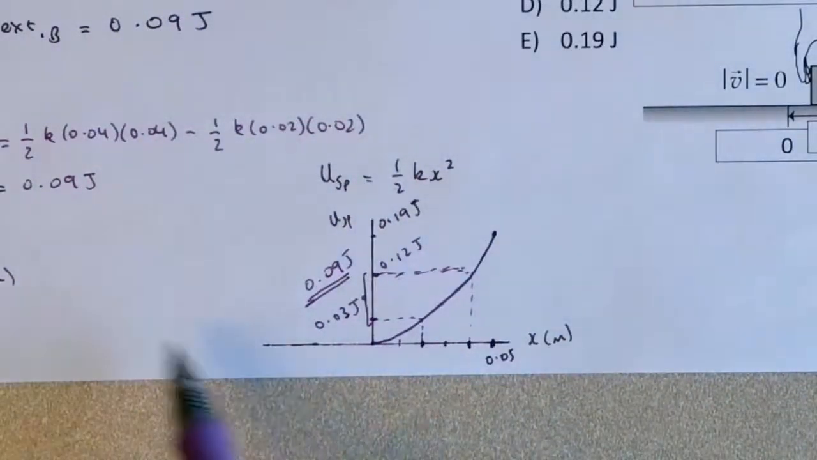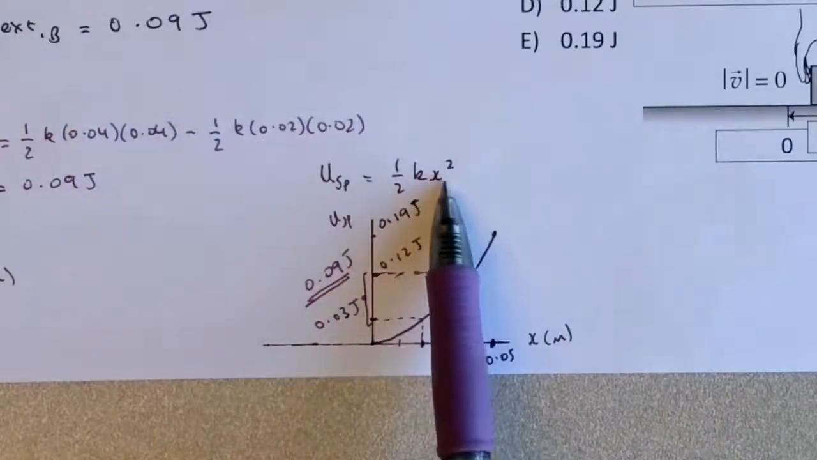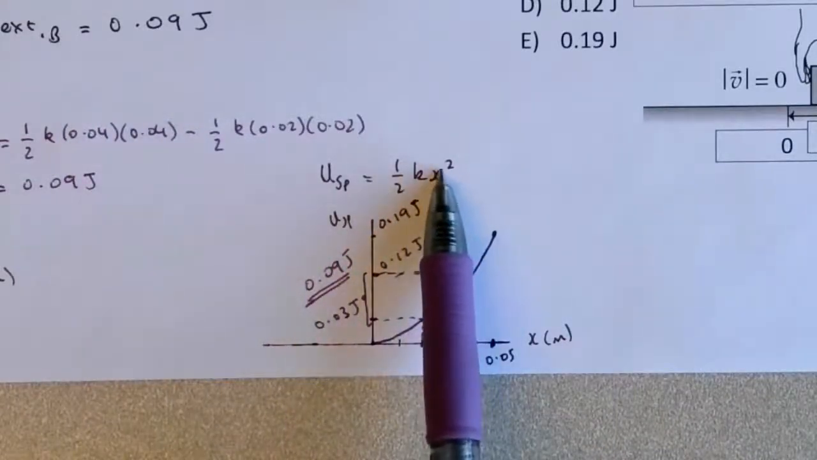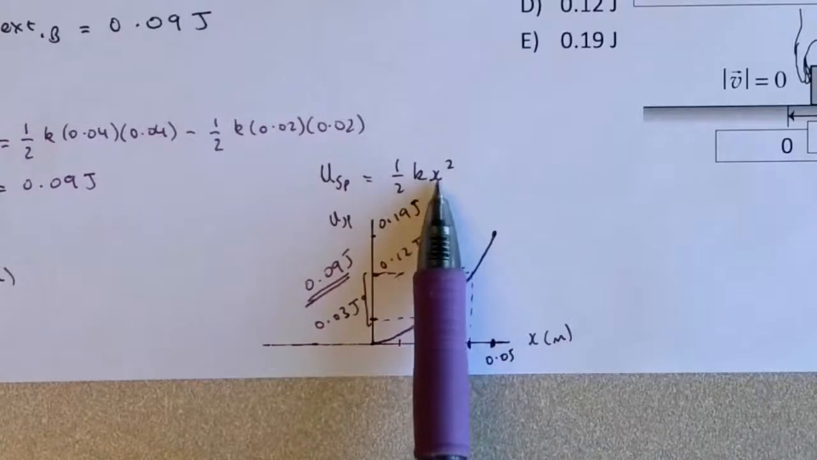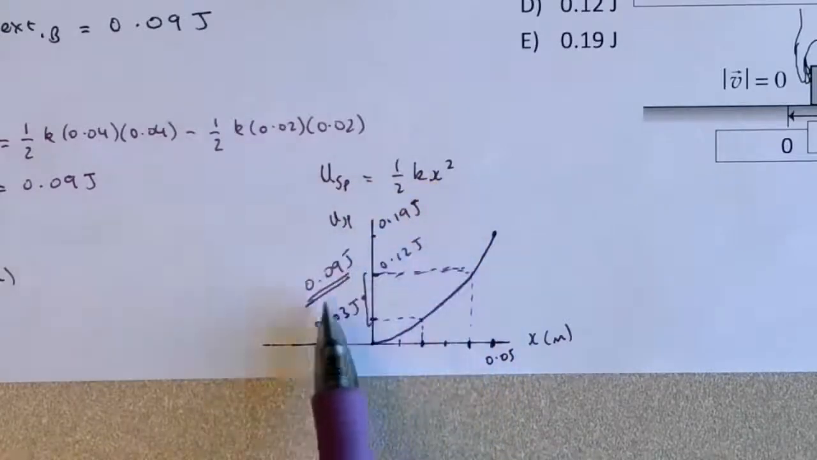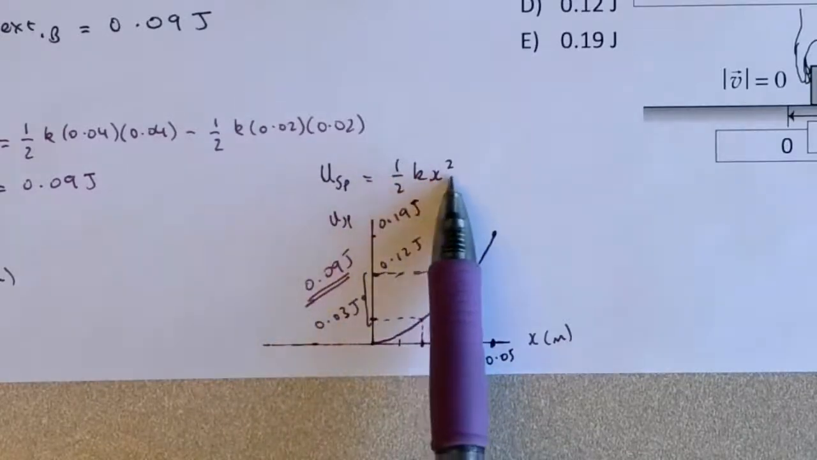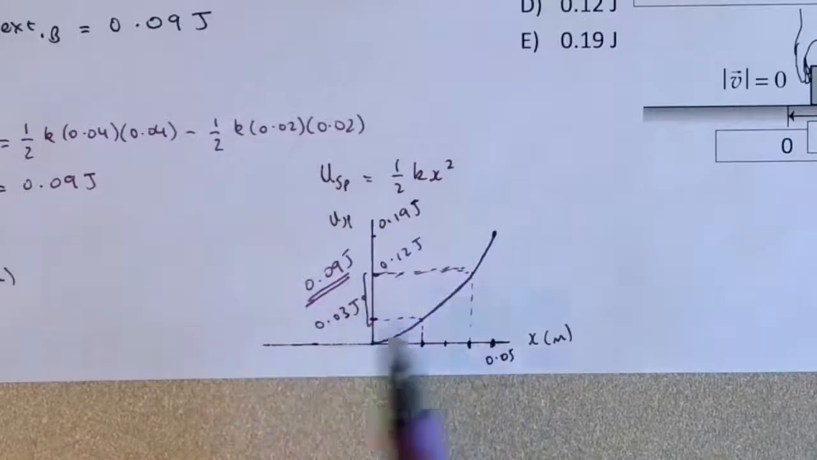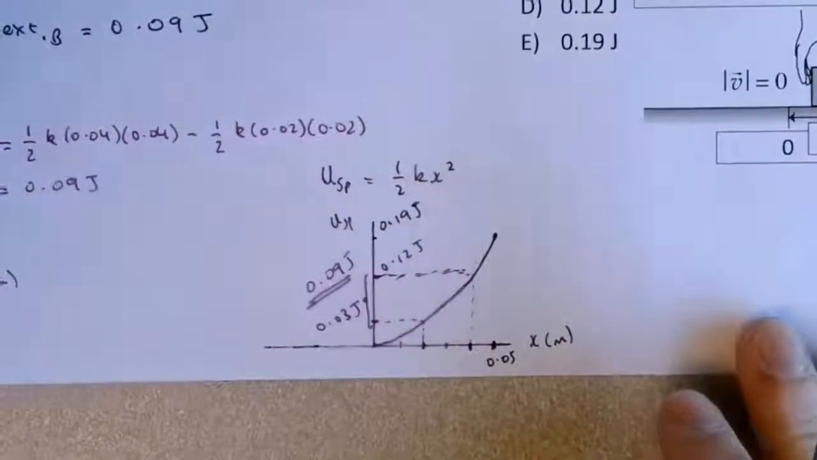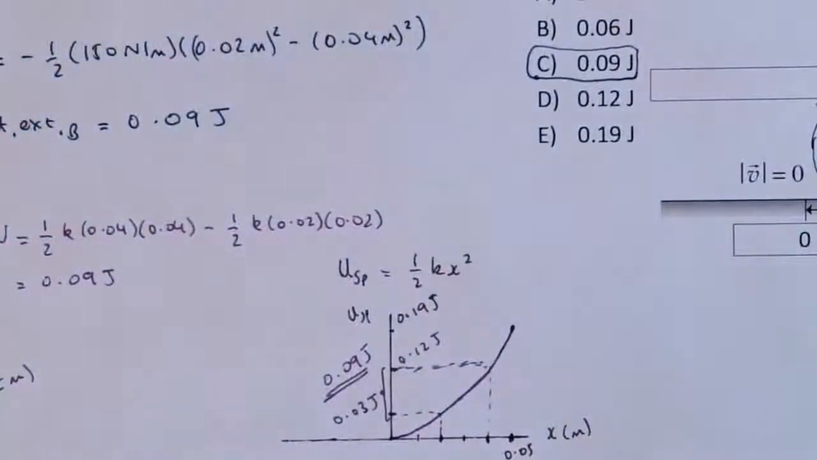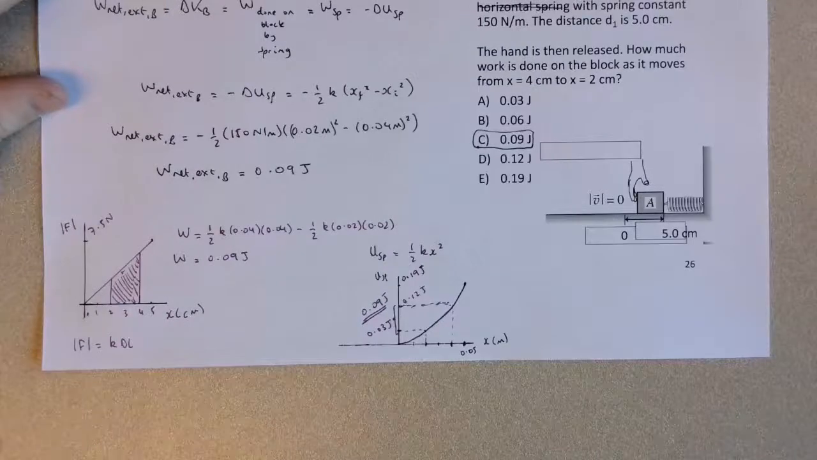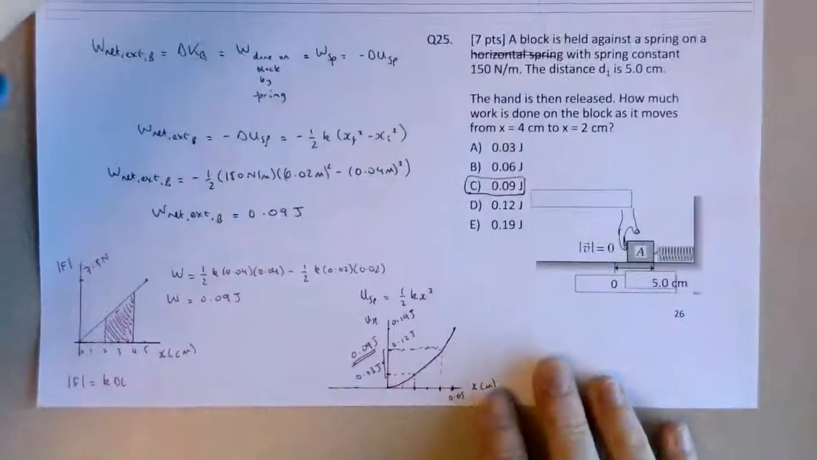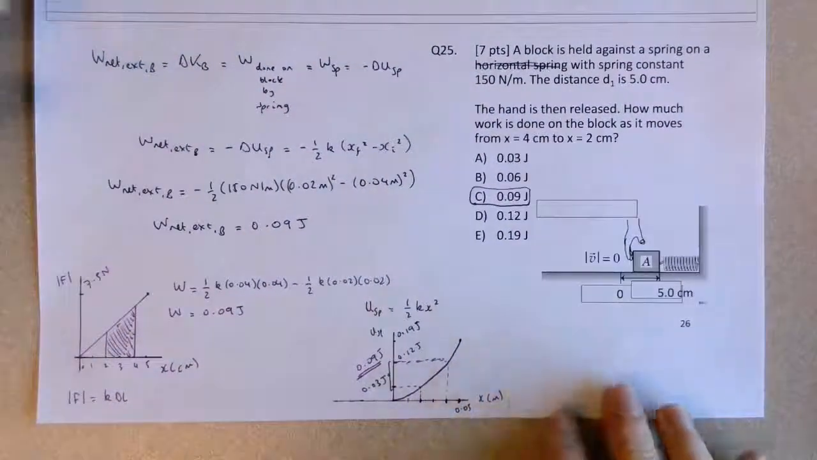And again, you can think about the 1/2 kx squared: the 1/2 k times the 0.04 squared is initially what you have, the energy in the spring. The 1/2 k times 0.02 squared is what you have final. And in each of these 3 analyses, you should end up, of course, with the same answer. Zoom back out and look at the 3 ways that we addressed the question.